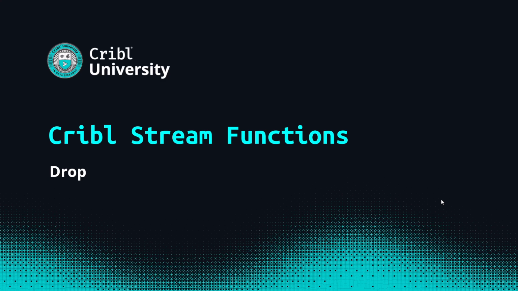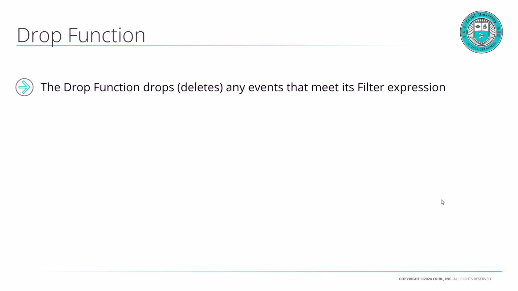Cribl Stream functions: drop. The drop function is used to remove unneeded events from your data pipeline. This can help reduce the volume of data being processed and stored.